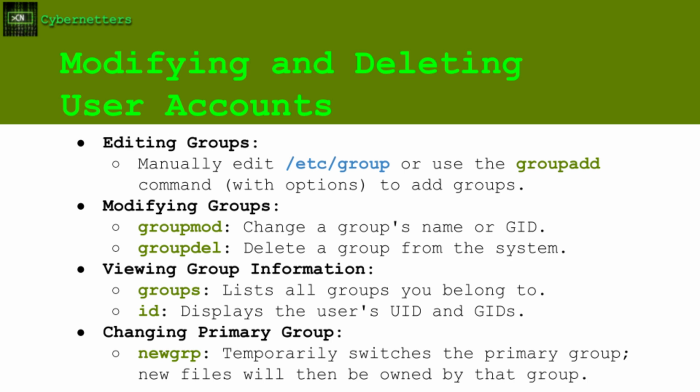Groups lists all groups you belong to. id shows your user IDs and group IDs so you know exactly where you stand. newgrp lets you temporarily switch your primary group. This affects file ownership when creating new files. This is crucial for organizing user permissions effectively.